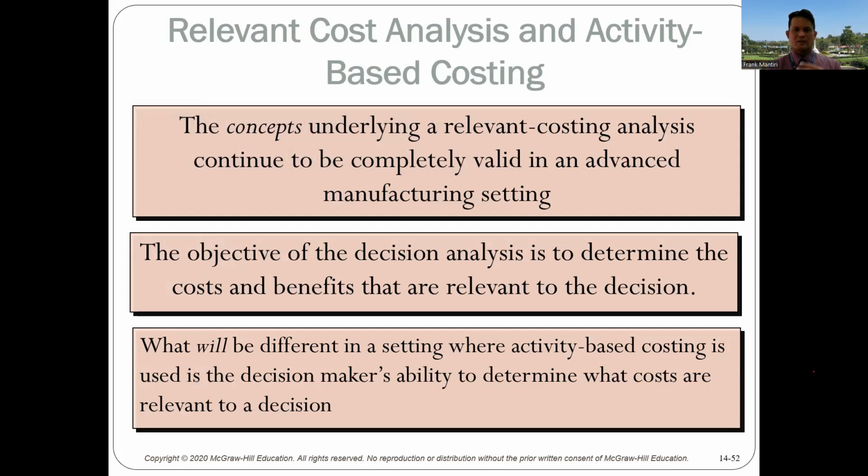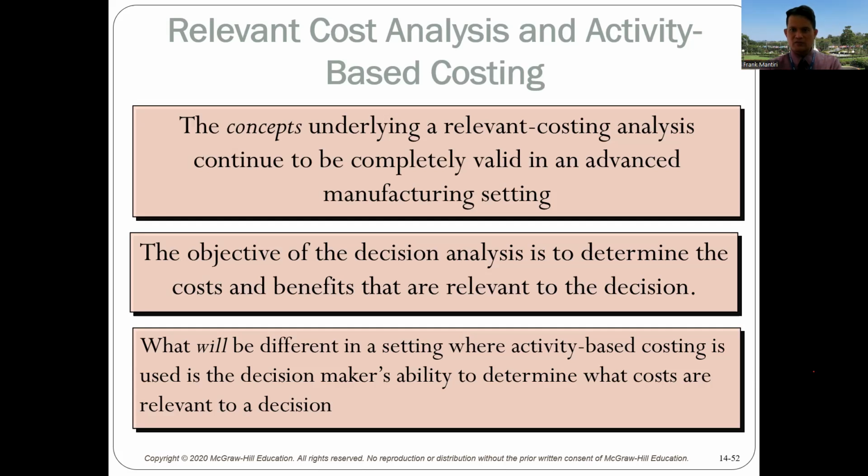Now in this chapter we will not see that in detail, but it says that it is valid, that you can apply that. The objective of the decision analysis is to determine the costs and benefits that are relevant to their decision. So you can apply activity-based costing in relevant costing. You can also apply the traditional, volume-based costing or ABC costing. But we learned in the previous chapter that ABC costing is much better because it is more precise.